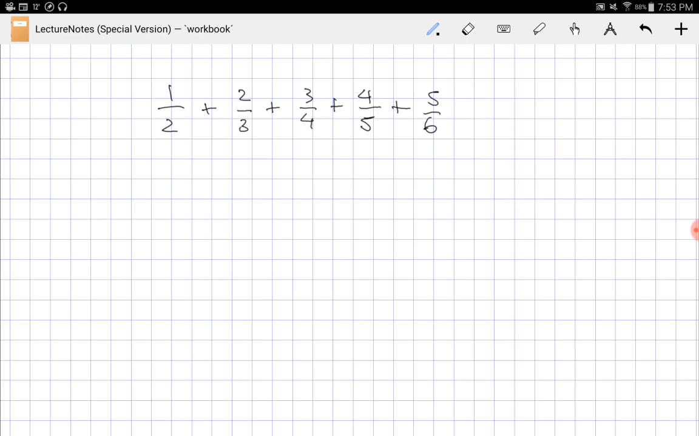If we had such a sequence, we can see that the first term of the sequence is equal to half, the second term of the sequence is equal to 2/3, and so on.